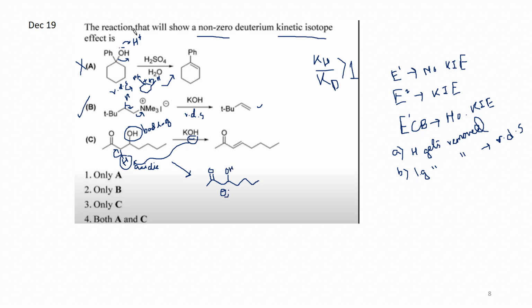Then this carbanion comes here and OH gets removed from our desired product. In this case, our second step is the rate determining step, where no CH bond has been broken, so it will not show any kinetic isotope effect. So which will be our answer? Answer 2, only B. So this question came in December 19. So now you can understand, as you have learned what is kinetic isotope effect. So if any question comes from kinetic isotope effect, you can easily attempt those.